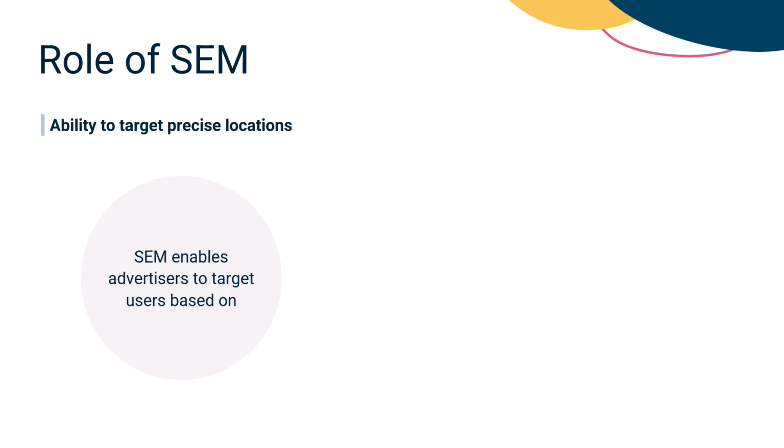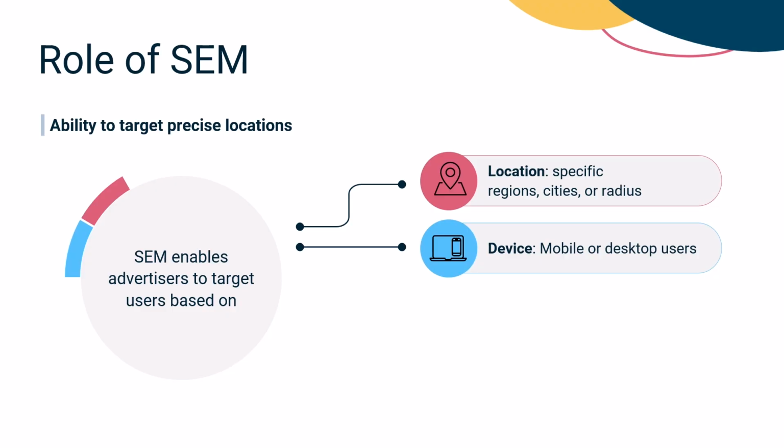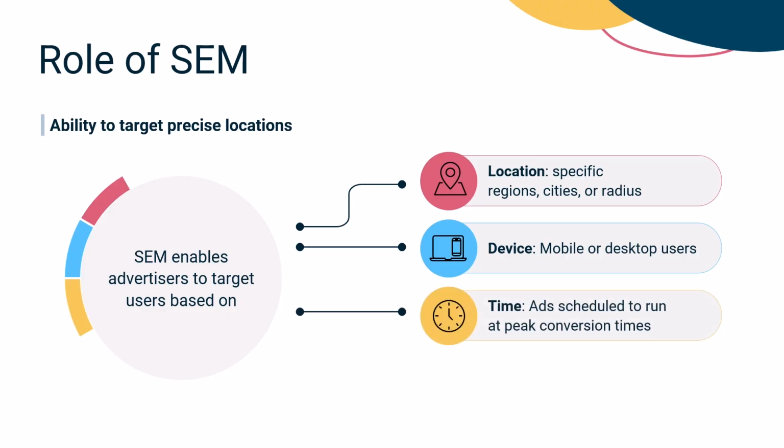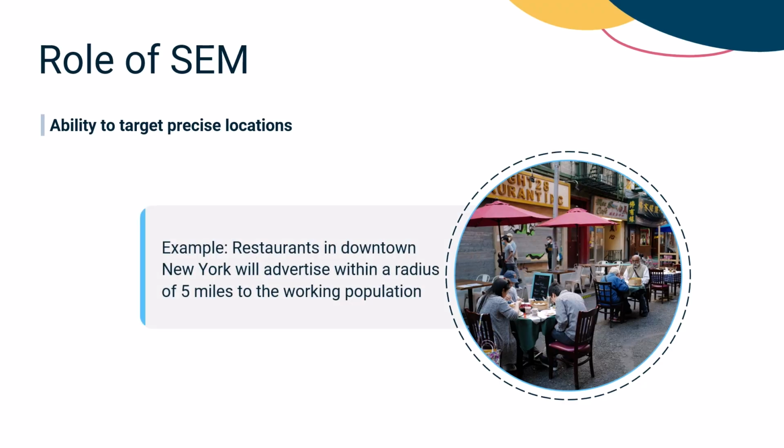SEM enables advertisers to target users based on several factors. It shows ads to users in specific regions, cities, or within a city using radius targeting. SEM can optimize campaigns for mobile or desktop users. SEM can schedule ads to run at peak conversion times. It can also adjust bidding based on age, gender, and interests to ensure advertisers do not waste their money targeting the wrong audience. For example, a restaurant located in downtown New York would be interested in advertising only within a radius of, say, 5 miles to the working population.